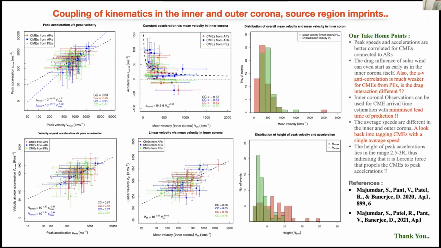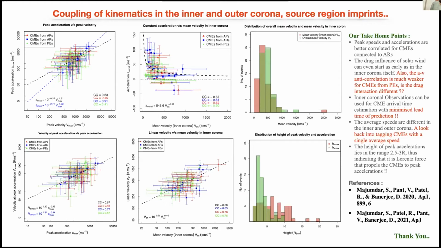As you see, the overall correlation, although it gives a somewhat reasonable correlation of 0.57, yet the individual correlation for CMEs which are connected to active regions is much higher than the other two, with a correlation coefficient of 0.7. So that again gives you an idea of how important it is to consider the source region information for understanding the kinematics of CMEs.